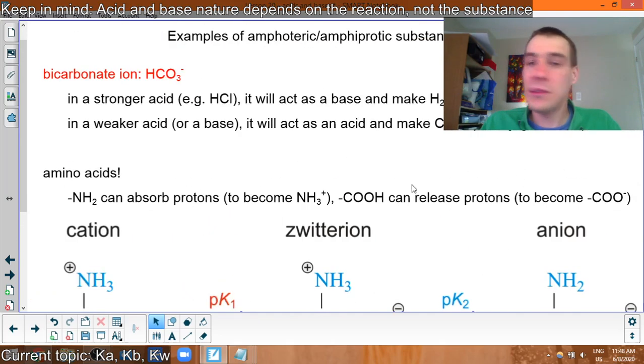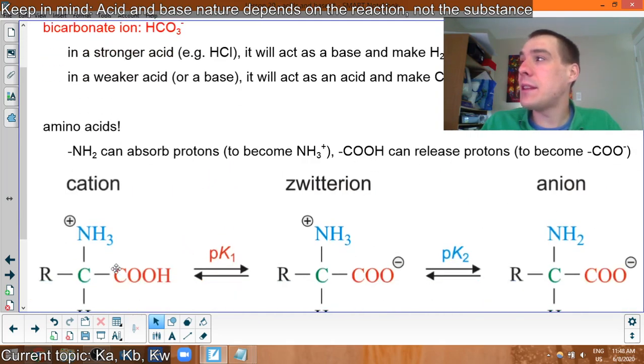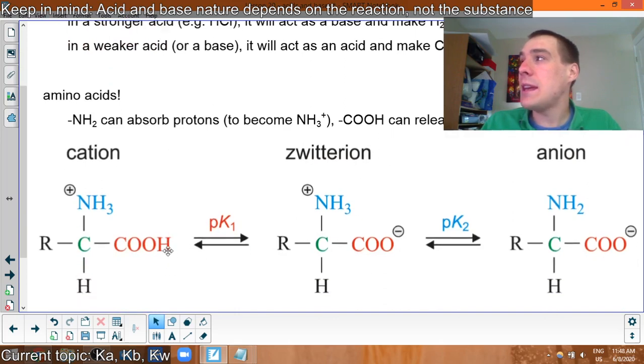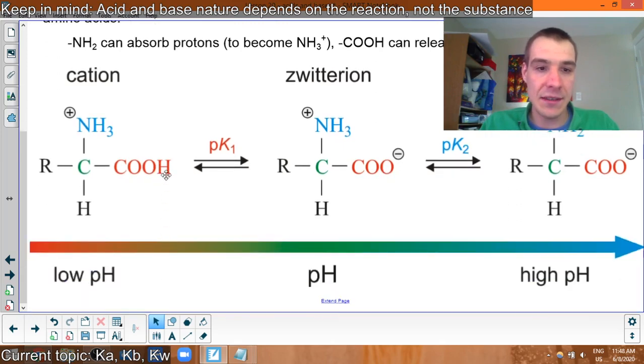There's also the acid part of it, the carboxylic acid part of it. It can release a proton and become negatively charged. So if it releases a proton, it's an acid, which happens typically in more basic solutions. In a very acidic environment, this thing will actually act as a base.